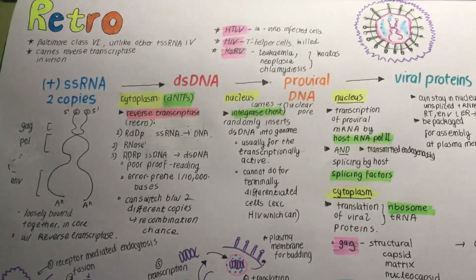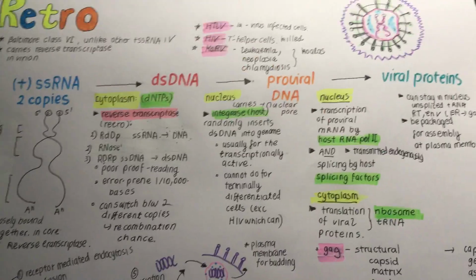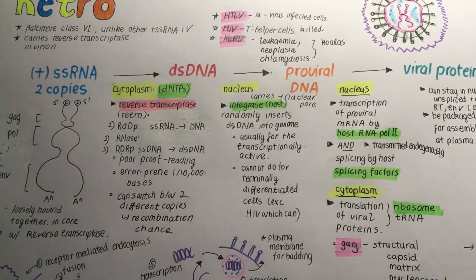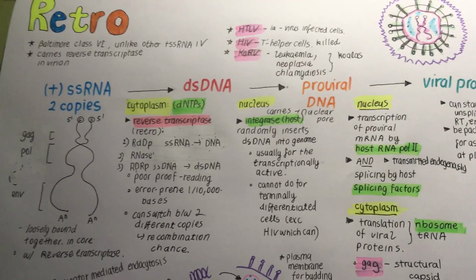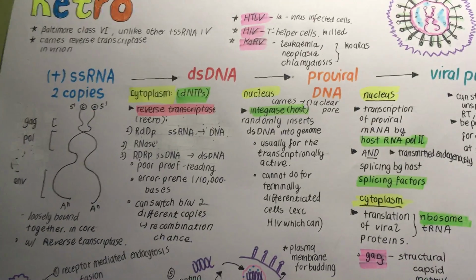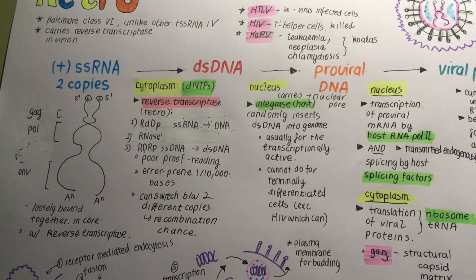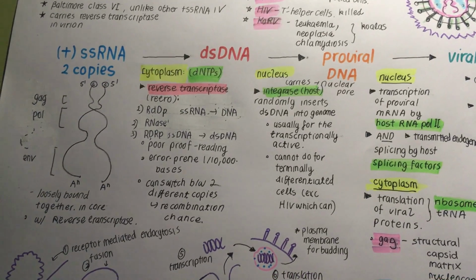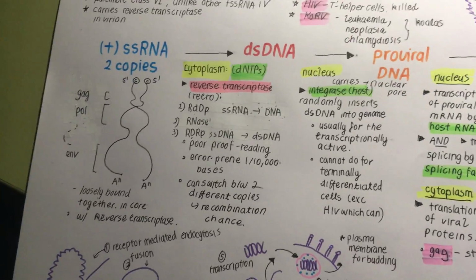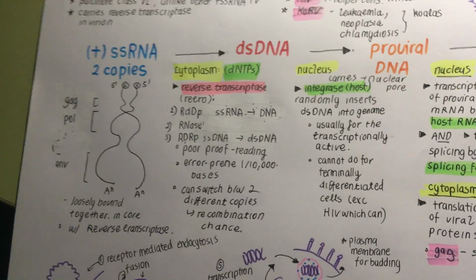So the retroviruses are a positive single-stranded RNA virus family, but unlike the other positive single-stranded RNA viruses, which belong to Baltimore Class 4, and whose positive single-stranded RNA can be directly translated, can be directly used to make peptides because it's the same as mRNA.